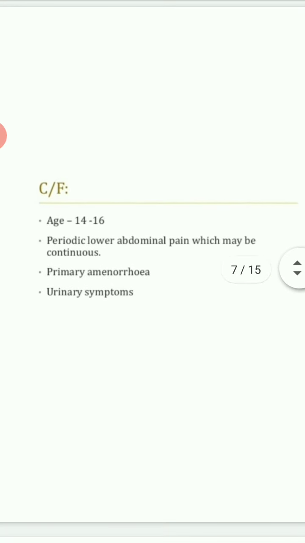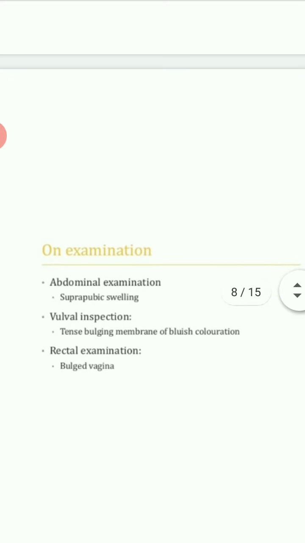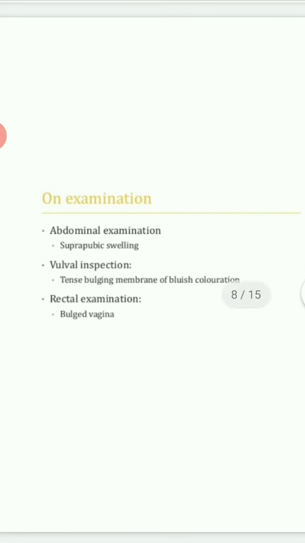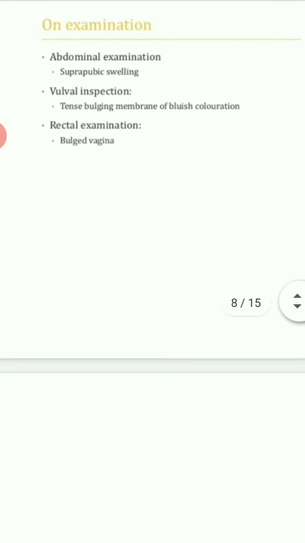Then the clinical features that we have seen: age 14 to 16, periodic lower abdominal pain which may be continuous, primary amenorrhea, urinary symptoms. Then on examination: abdominal examination shows suprapubic swelling; vulval inspection shows a tense bulging membrane of bluish coloration; rectal examination shows a bulged vagina. Okay.